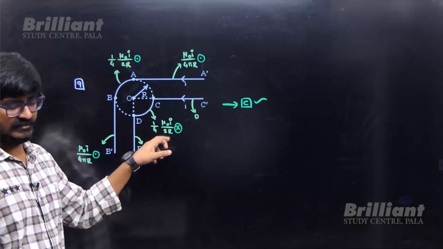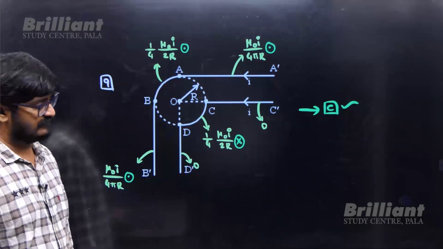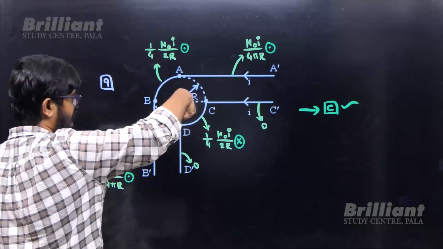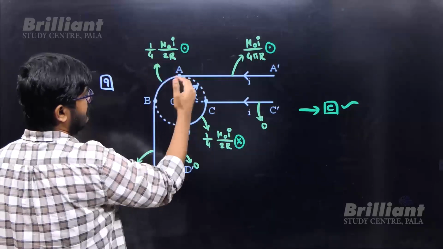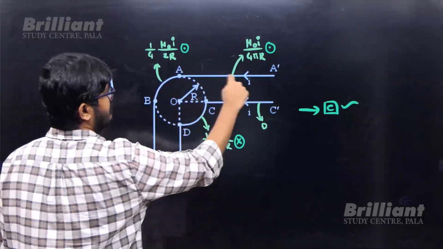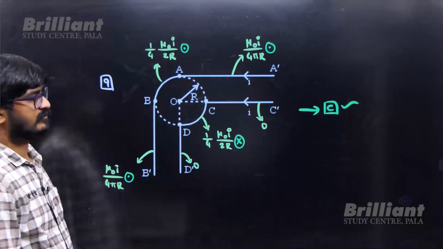Field due to this circular arc is, magnitude wise, this much, but you don't need it here, and the direction is into the plane. Current is going this way, so into the plane. Due to this one, field direction is outward. These two will get cancelled. Now due to a semi-infinite wire, it is mu naught I by 4 pi r. Due to a semi-infinite wire, mu naught I by 4 pi r.